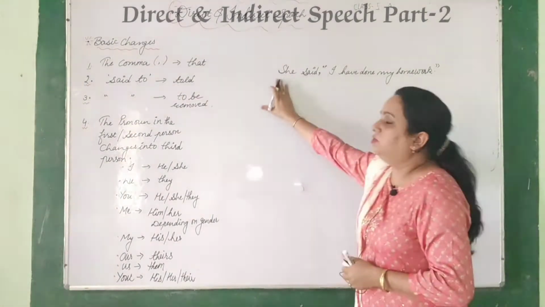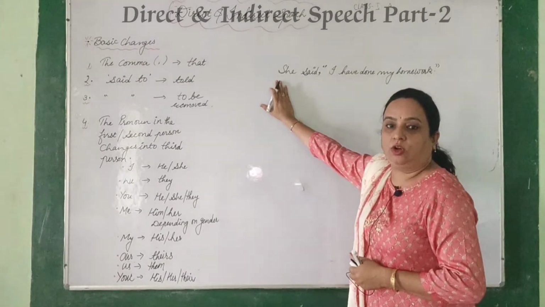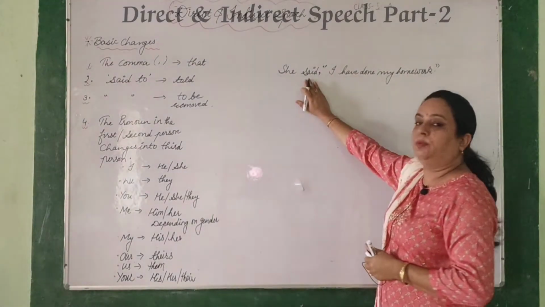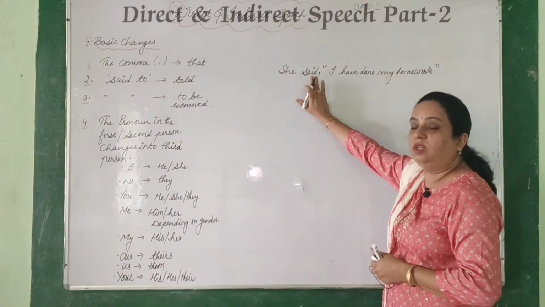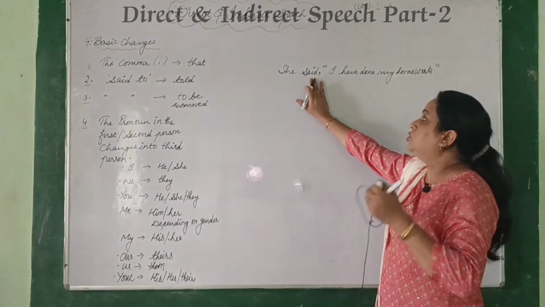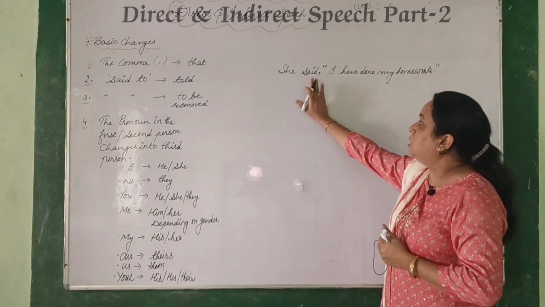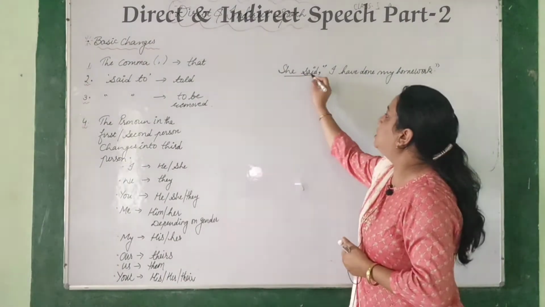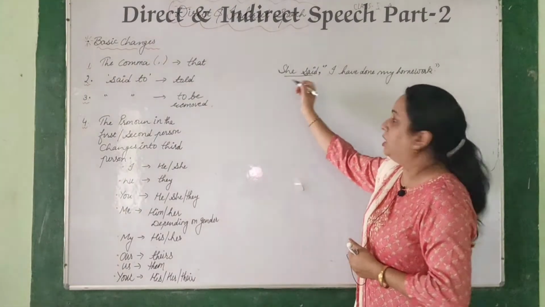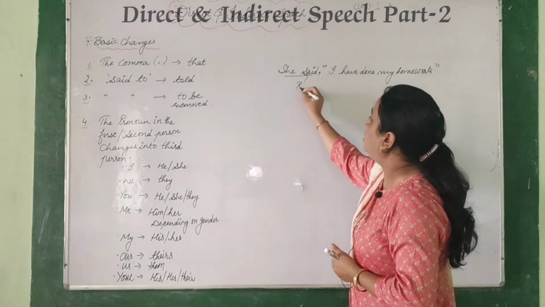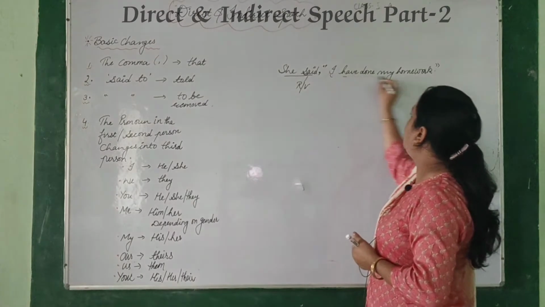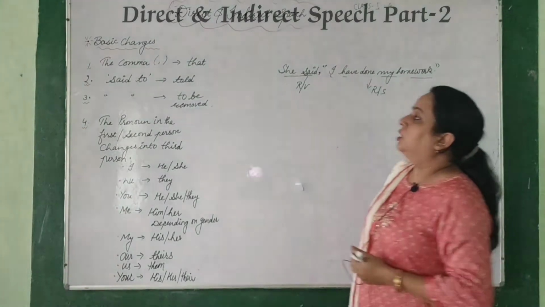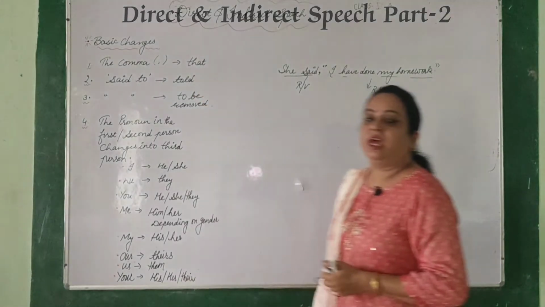So the part of the sentence which is outside the quotation marks is the reporting clause, and this is the reported speech. The reporting verb is "said," right? So "she said," is the reporting clause, "said" is the reporting verb, and "I have done my homework" is the reported speech. Now the first thing is the comma we have to remove.